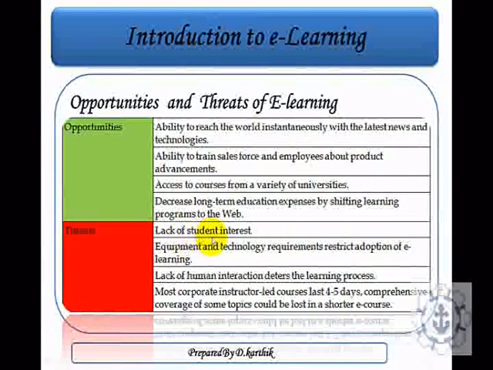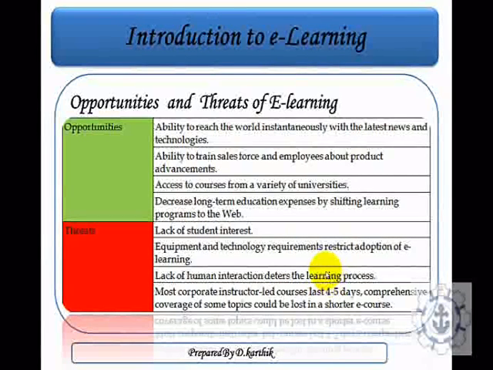Threats: lack of student interest. Because of no face-to-face interaction, it is considerably impossible. It has to be improved, the face-to-face interaction, or there is lack of student interest. Equipment and technology requirements restrict the adaptation of e-learning. Nowadays, some technology restrictions and adaptations are there. So while using these adaptations, there is some restriction, and lack of human interaction deters the learning process. Because of no interaction, it deters the learning. So the interest may go, and if you have any doubt, what to do. So these are some of the threats.